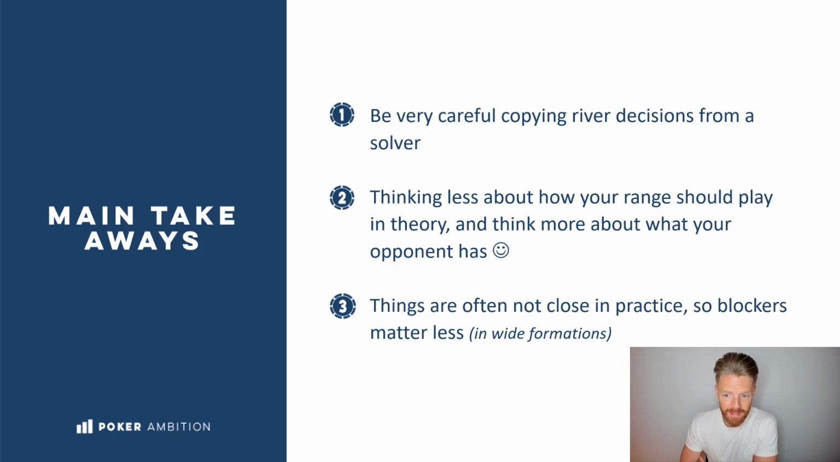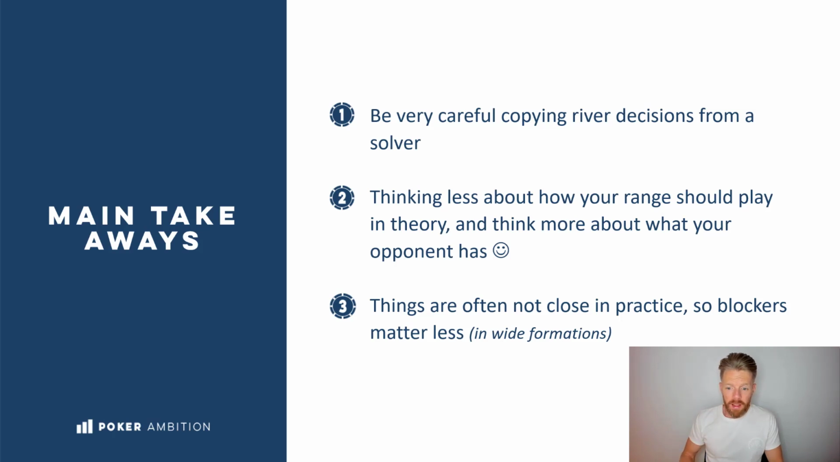We have to think less, so this is for the more GTO copying players. Think less about how your range should play or how your range should respond in theory. And this is quite obvious, for me at least. Think more about what your opponent has. That's also why I added the smiley face. I would say that poker is being made maybe a bit too complicated. It's kind of the curse of the modern day poker industry with the solvers, and we want to play GTO and correct, etc. In the end, it's quite simple. Figure out what your opponent has and then figure out if your hand has enough equity to call.